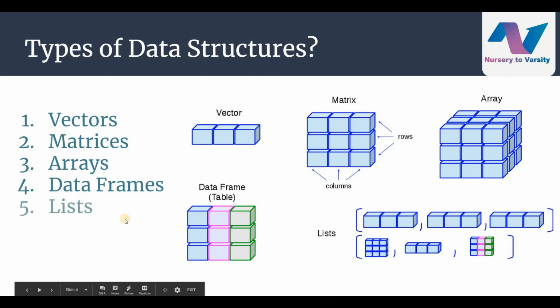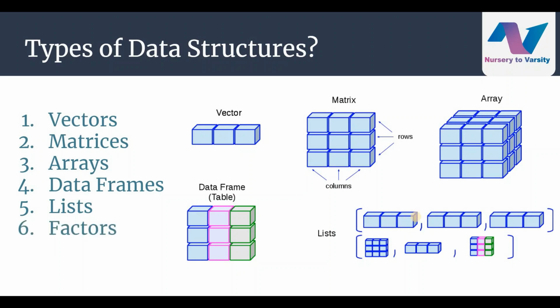Now the next data structure we have is list. So lists are like vectors only. These are one-dimensional, but they do not contain elements of the same mode. That means you can enter different modes of elements into a one-dimensional list. So you can enter here any numeric value and character value or any logical value. You can enter different data modes but in one dimension.